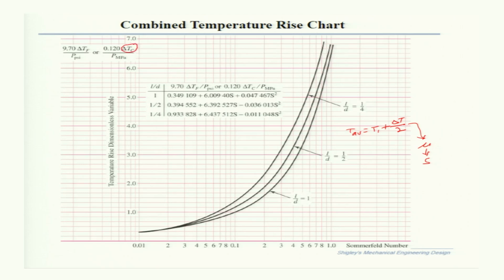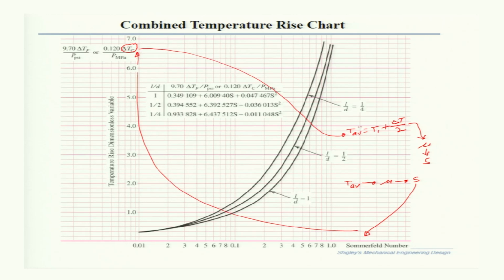Okay. So, again we will have a new value of delta T. So, again we will find the T average from this formula. Then from T average we will get mu, from this we will get the Sommerfeld number, and this Sommerfeld number will be again used here to get the value of this delta T, and this delta T will be again used in this equation, and we will repeat this till two consecutive values of the Sommerfeld number are almost the same.